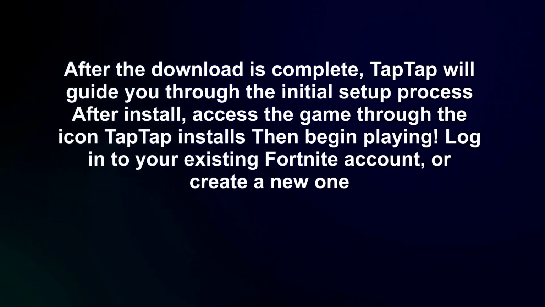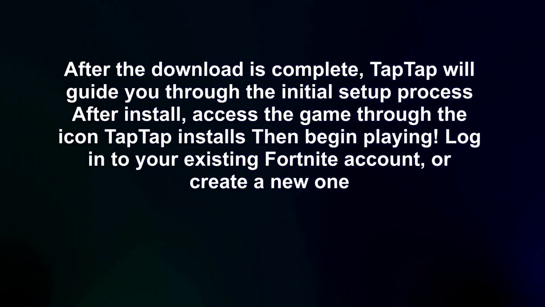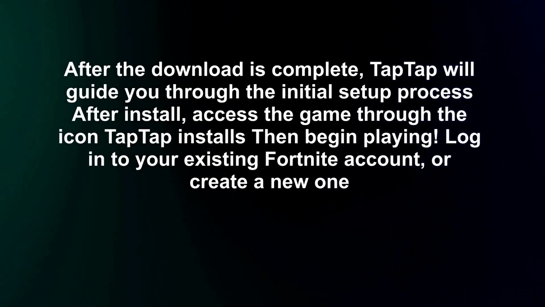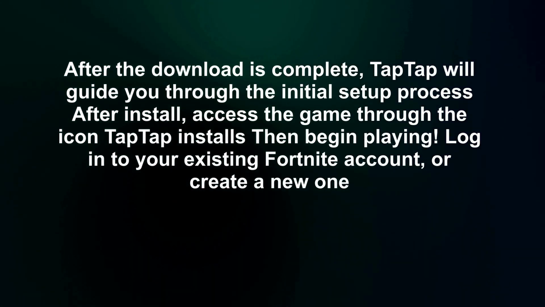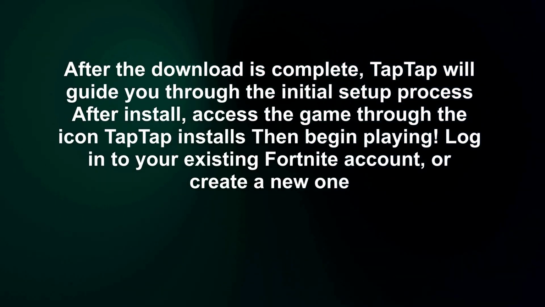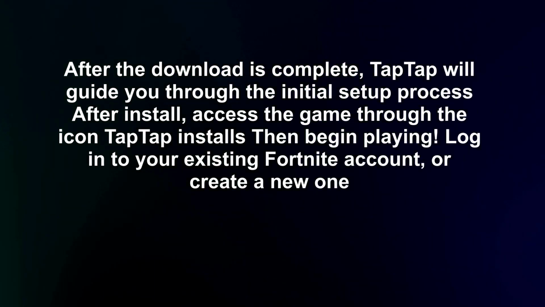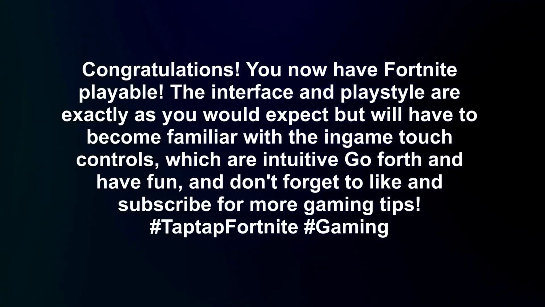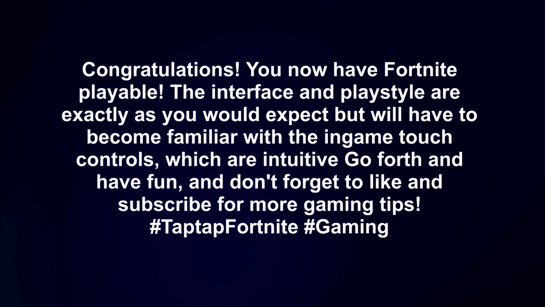After the download is complete, TapTap will guide you through the initial setup process. After install, access the game through the icon. TapTap installs, then begin playing. Log into your existing Fortnite account, or create a new one. Congratulations, you now have Fortnite playable.